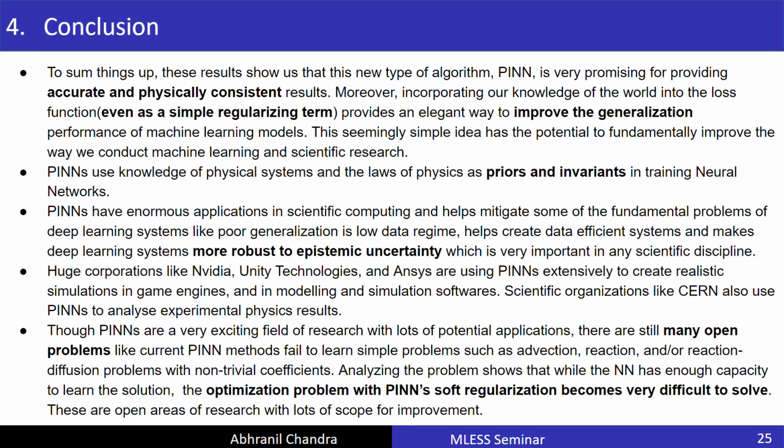Though PINs are a very exciting field of research with lots of potential applications, there are still many open problems. Current PIN architectures and methods fail to learn many simple differential equation based problems such as advection, or reaction diffusion problems with non-trivial coefficients. Analyzing the problem shows that while the neural network has enough capacity to learn the solution, the optimization problem with PIN as a soft regularization often becomes difficult to solve. These are open areas of research with lots of scope for improvement.